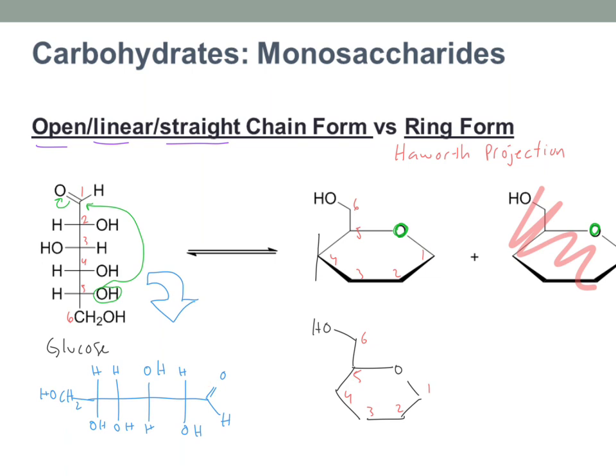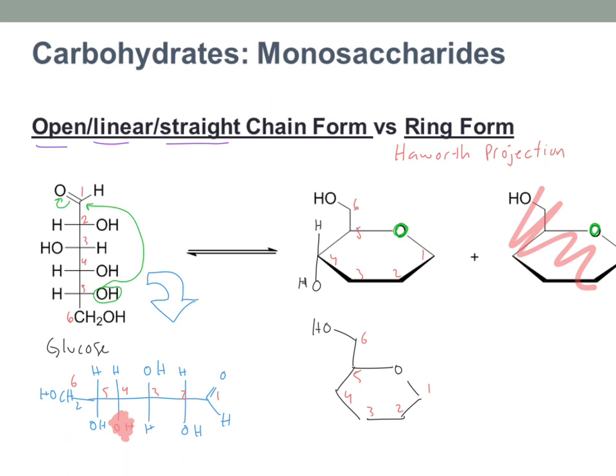If I look at these numbers again, so that's still carbon 1, still carbon 2, still 3, still 4, still 5, and 6. If I look at what's going on at carbon number 4, looks like the OH is going down. So when I go over here, I'm going to draw my OH going down. So on number 4, I'll have my OH going down and the H going up.